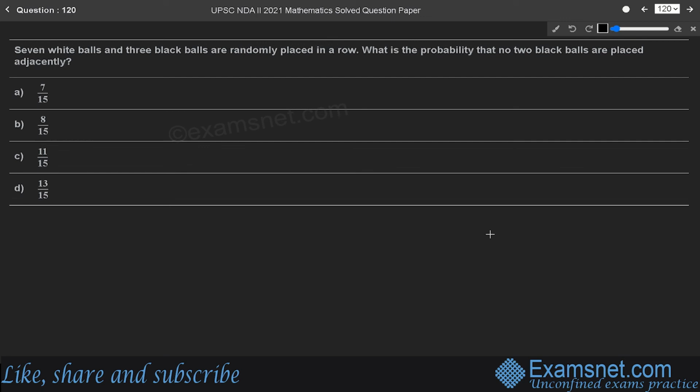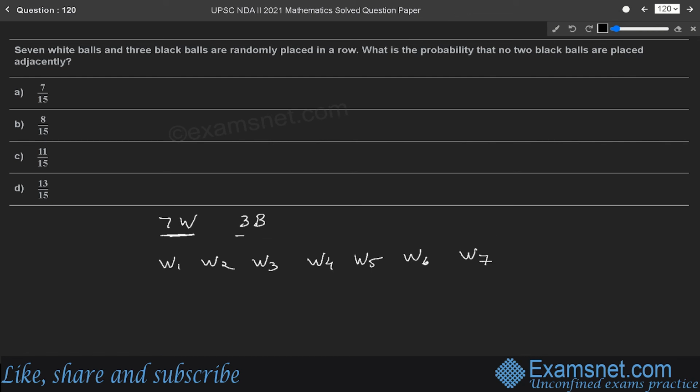Next question is, 7 white balls and 3 black balls are randomly placed in a row. What is the probability that no 2 black balls are placed adjacently? Adjacently means together. So there are 7 white balls and 3 black balls. We have to make an arrangement in such a way that no 2 black balls will come together. So first let us place the 7 white balls. So let it be W1, W2, W3, W4, W5 up to 7 because there are 7 white balls.